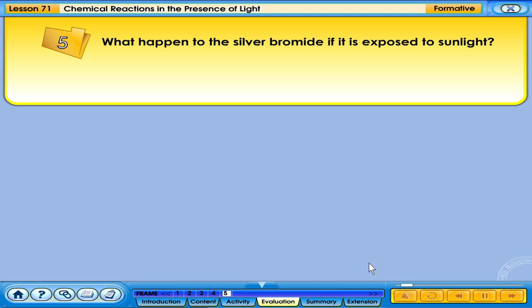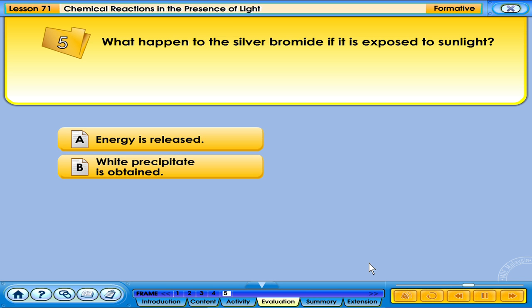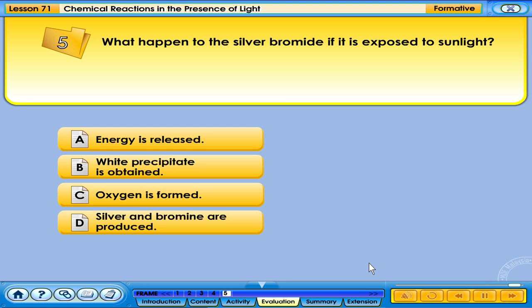What happens to the silver bromide if it is exposed to sunlight? A. Energy is released. B. White precipitate is obtained. C. Oxygen is formed. D. Silver and bromine are produced. Your answer is correct.